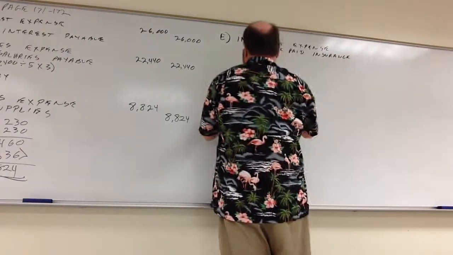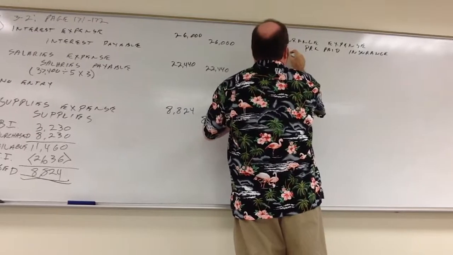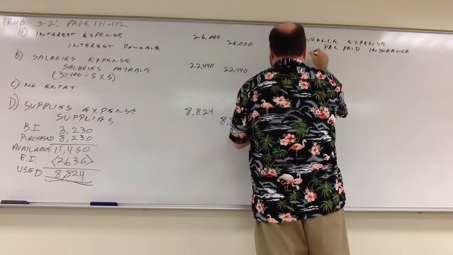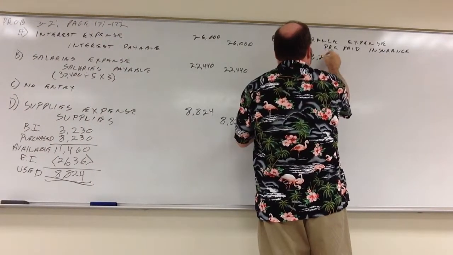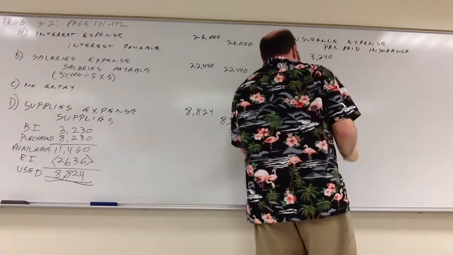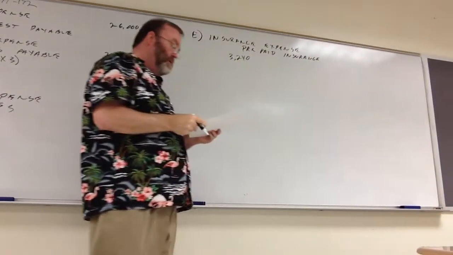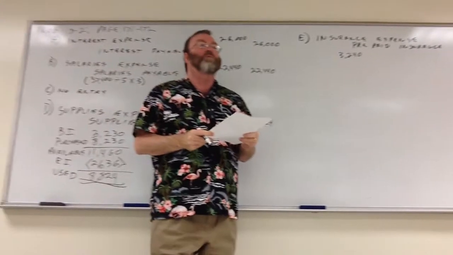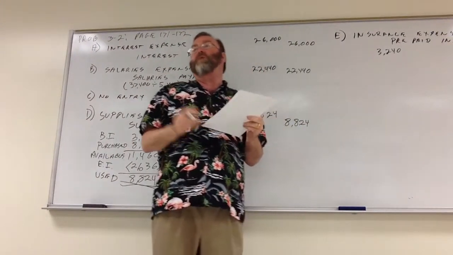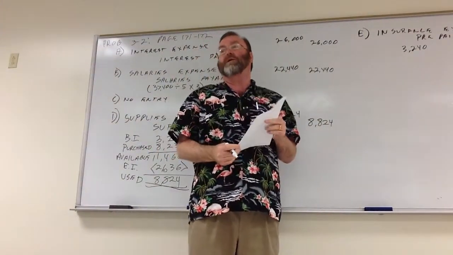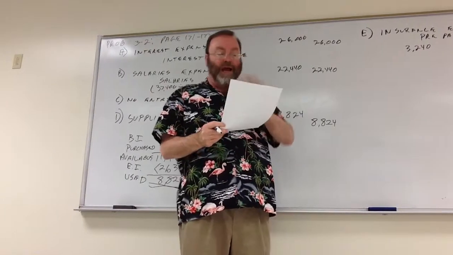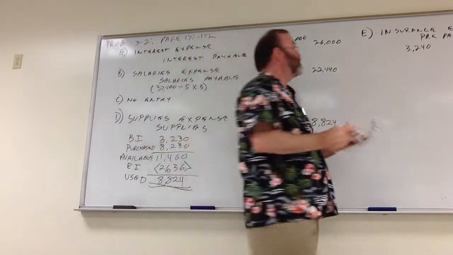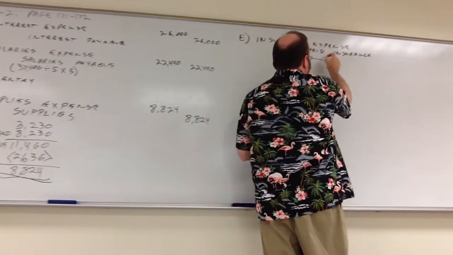Okay, so we have the $3,240. This is the unexpired portion of a one-year policy. All right? So the rest of that expires. So we're going to take all of that.